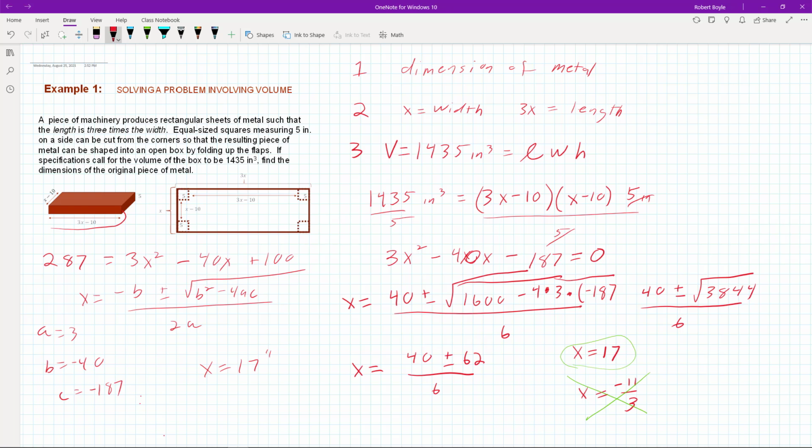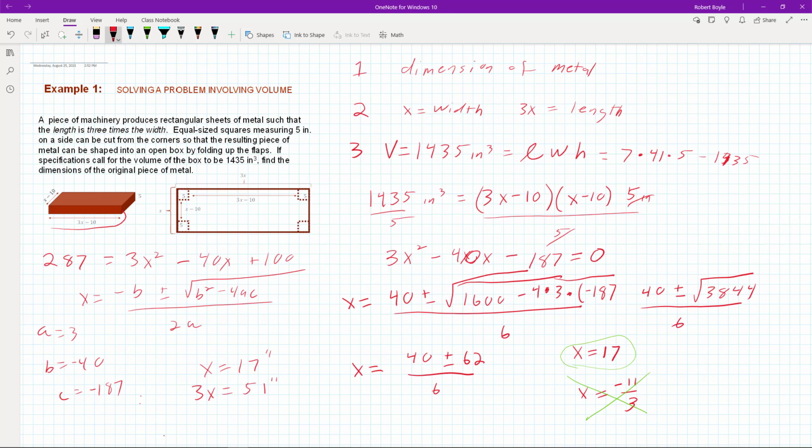Does it make sense? Well, if x is 17 inches, then 3x, the length, is equal to 51 inches. Therefore, this length right here is going to be equal to 17 minus 10, which is 7, times 51 minus 10, which is 41, times 5. And it turns out that 7 times 41 times 5 is indeed 1435.